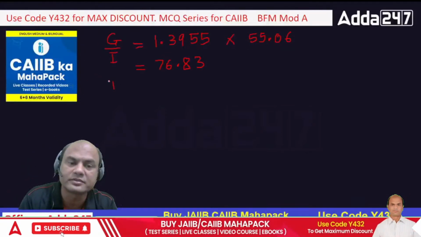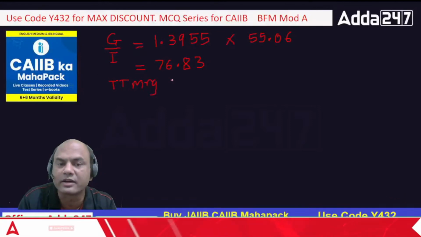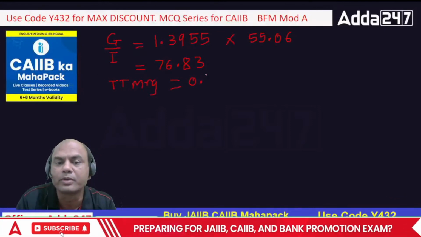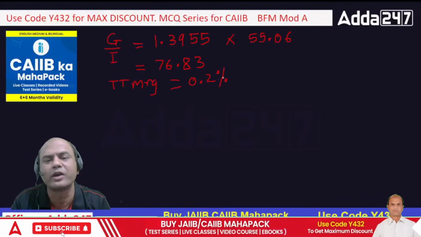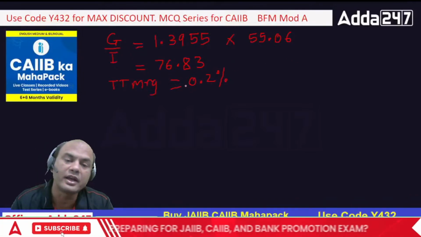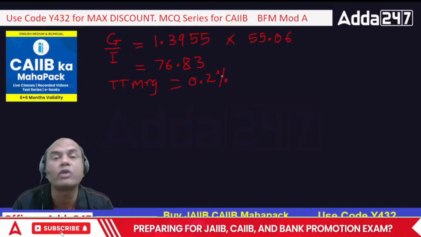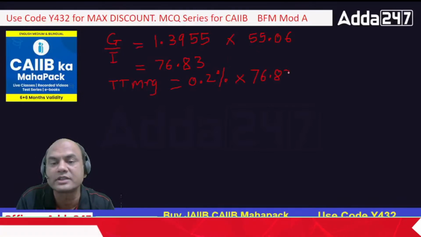TT margin is 0.2%, right? 0.2% of what? Forget the zeros after the point; after the point, if you have zeros after these numbers, it's of no value. So TT margin is 0.2% of what? Percent of what? Into this rate, 76.83. So what is the answer now?